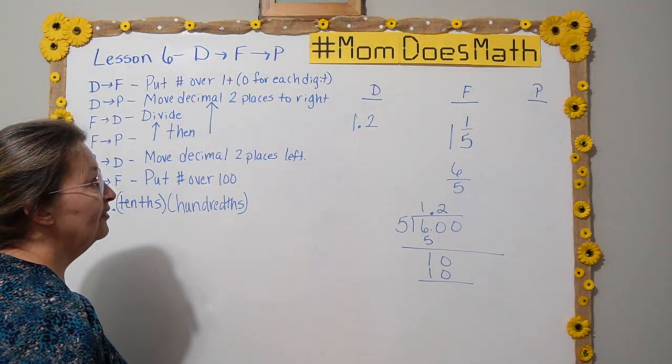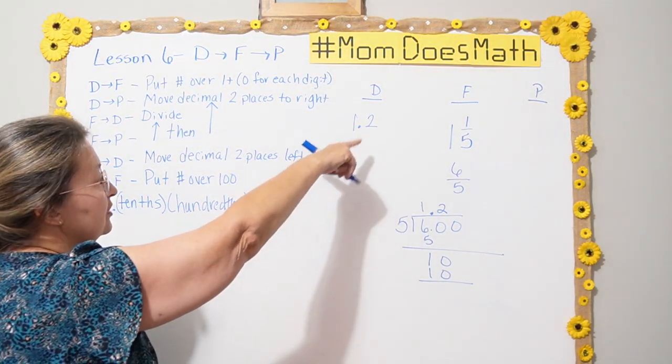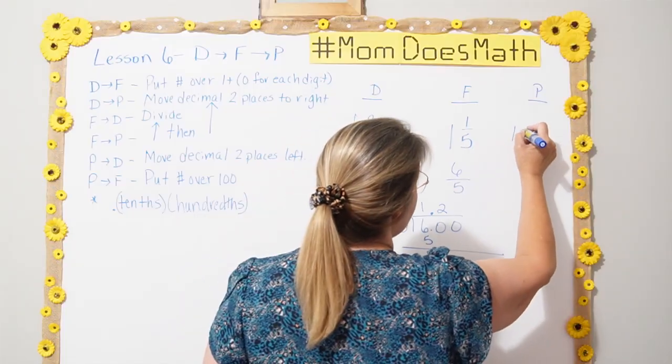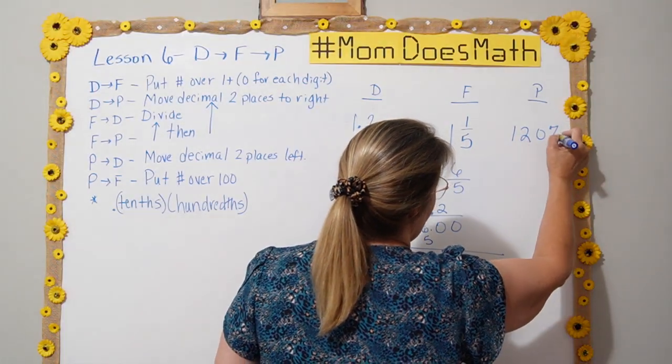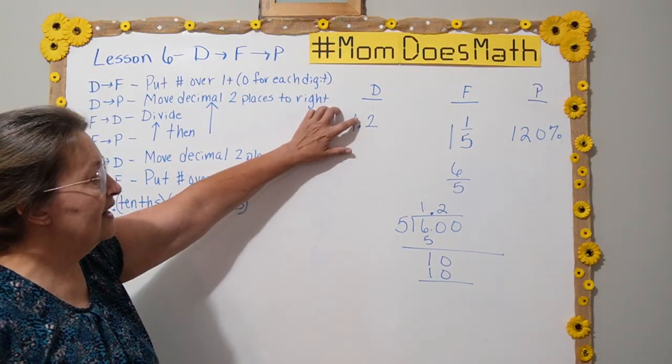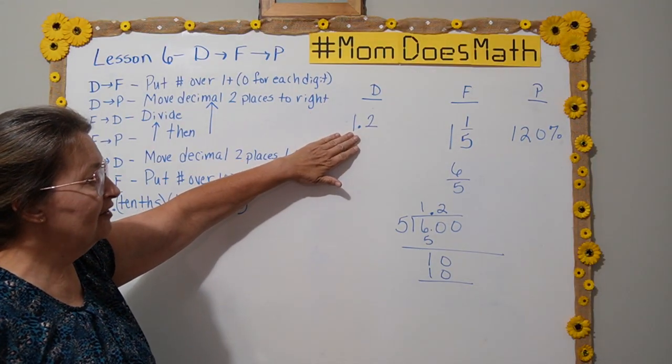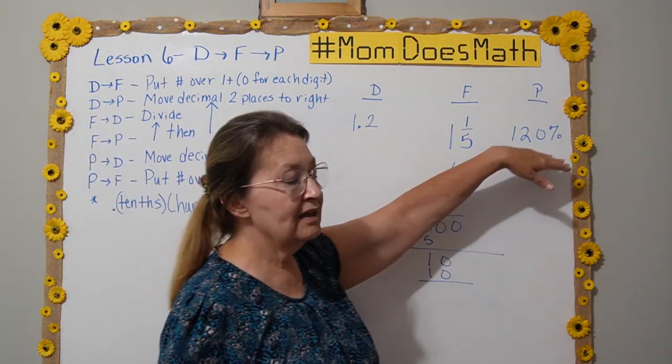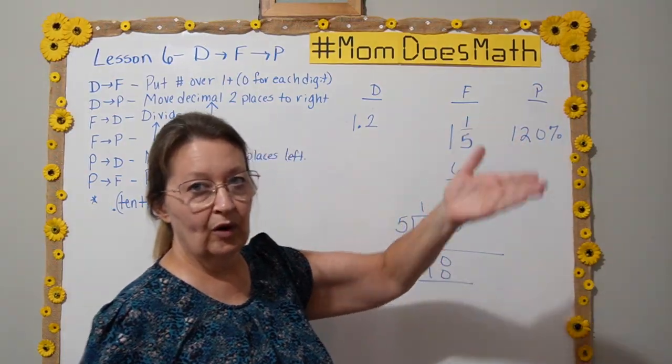See how easy that was? Now I'll go into percent. You just move it over 2 places. So that's going to be 120%. Anytime you have a decimal that has a number to the left of the decimal, your percent is going to be more than 100.